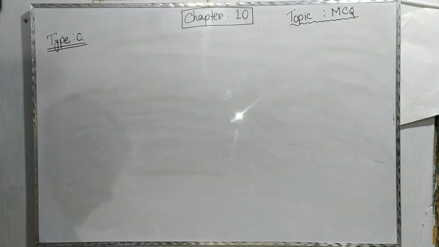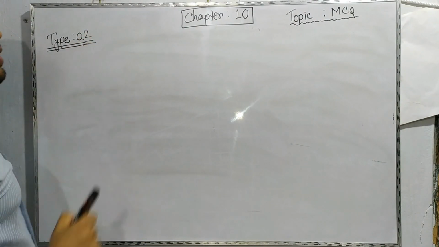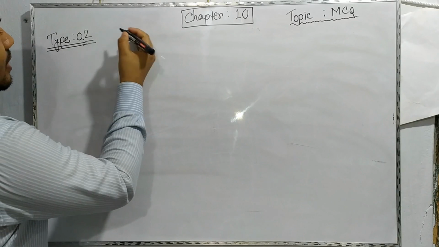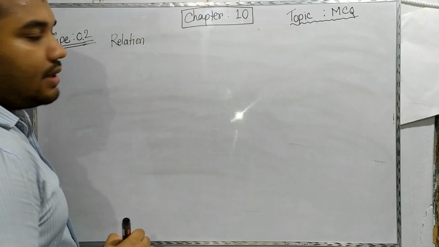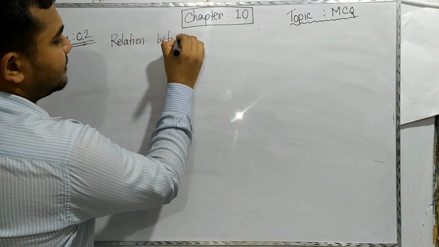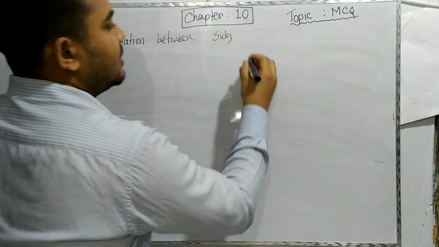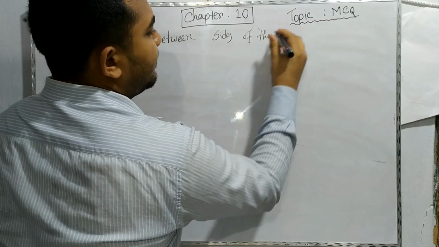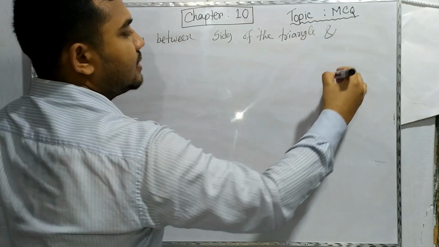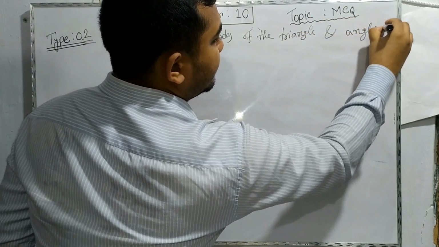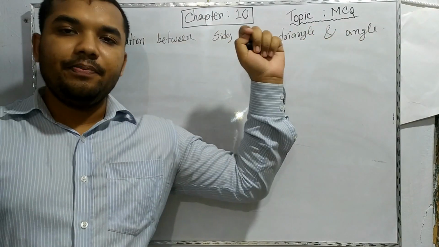Okay, our second type of math can be known as the relation between the sides of the triangle and the angle. Our second type is the relation between the sides of the triangle and the angle.